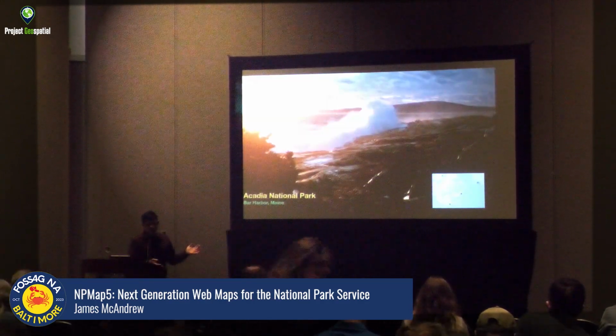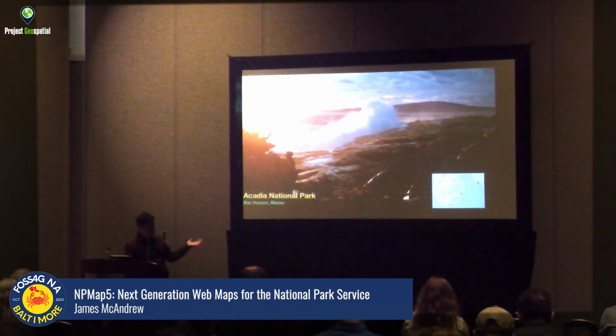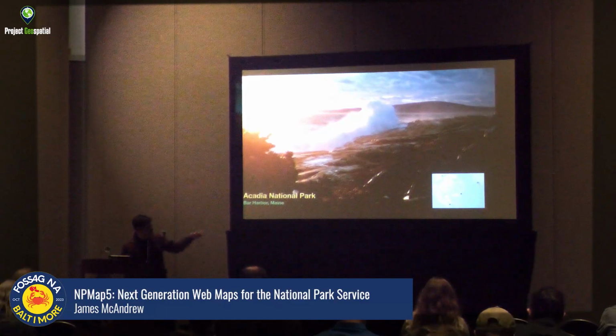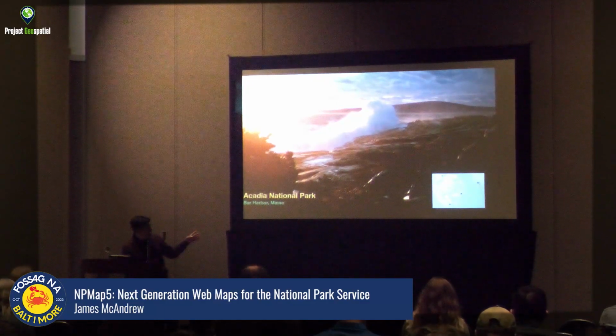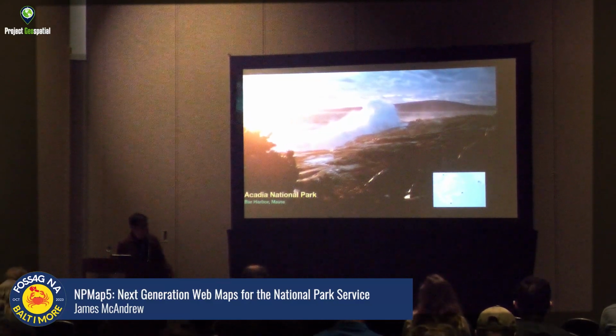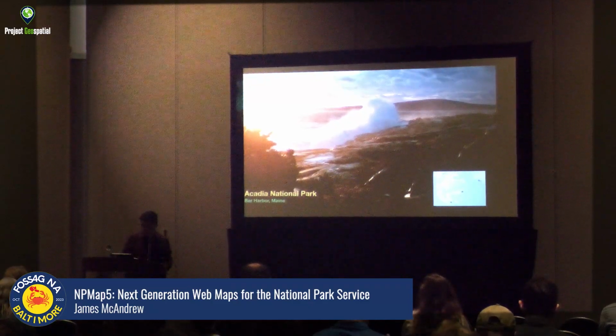So the National Park Service is known for these beautiful places. Like this is Acadia. Down in the bottom corner, you can see what we work on. We work on these maps. We work on the icons that go on it, and we have a cartographer who does a lot of good work making these things accessible to users.